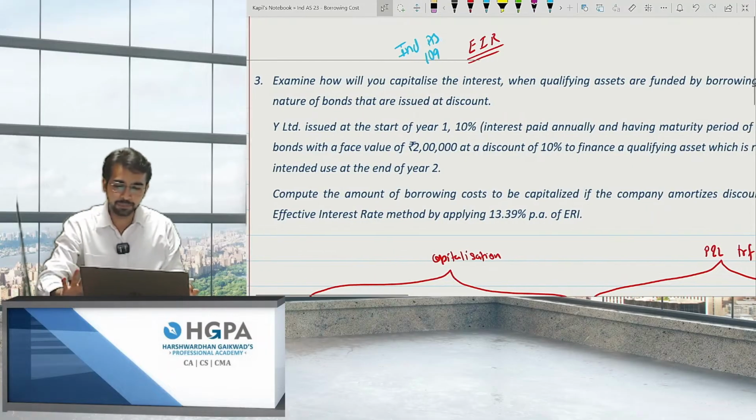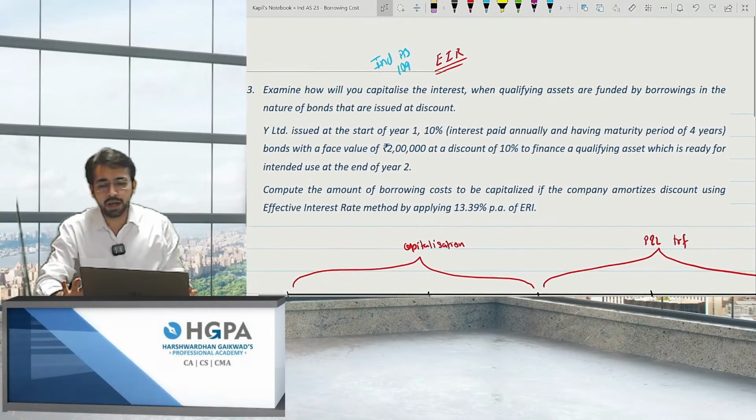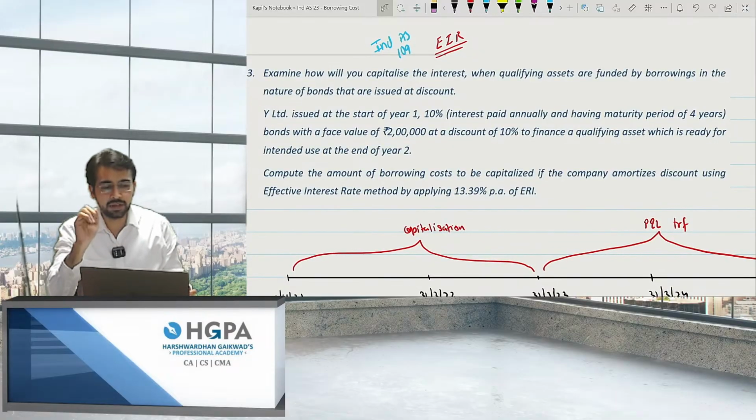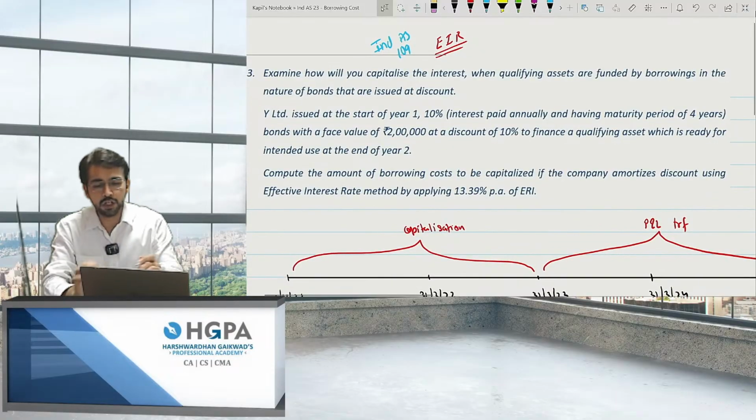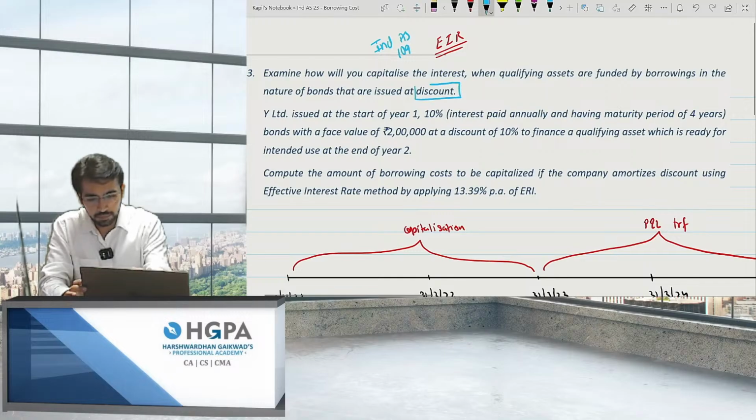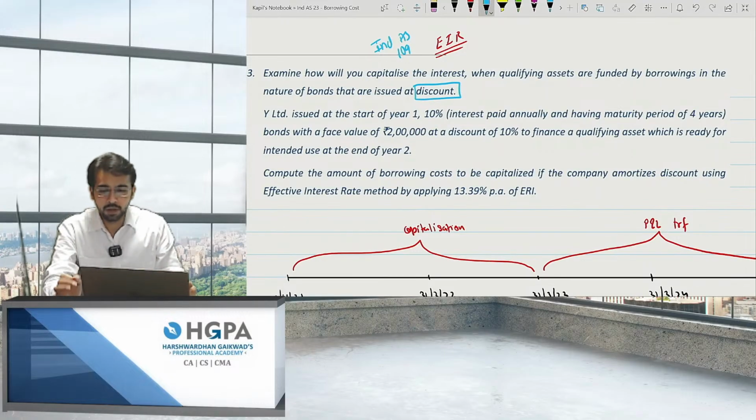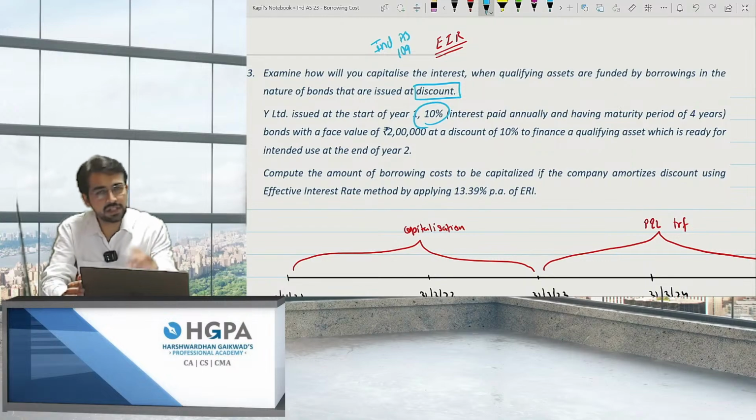I'll make you understand. Examine how you will capitalize interest when qualifying assets are funded by borrowings in the nature of bonds that are issued at a discount. The bonds are issued at the start of year 1, with 10% interest paid annually and a maturity period of 4 years. That means you have to pay interest at 10%. After 4 years, you have to pay back.